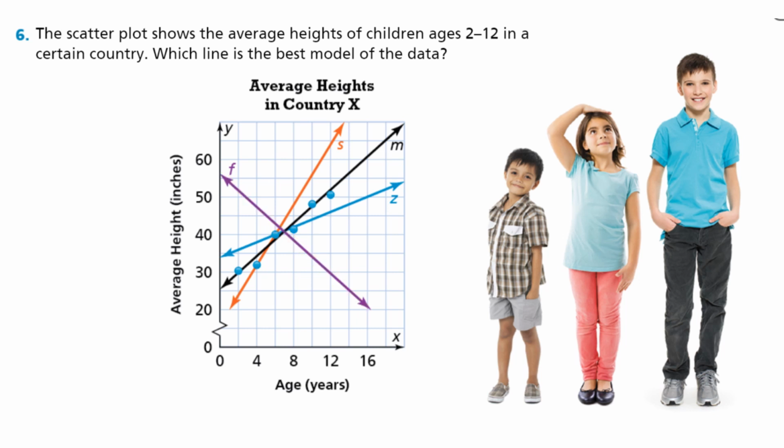Line Z runs diagonally across, but it doesn't run through the middle of all the points, so we're not going to pick line Z. Line S, again, only touches 2 of the points. It does not run through the middle of all of the data points, so we're not going to pick line S. Instead, we're going to pick line M, which touches multiple points and goes through the middle of the scatter plot.